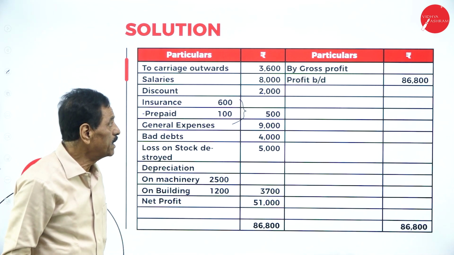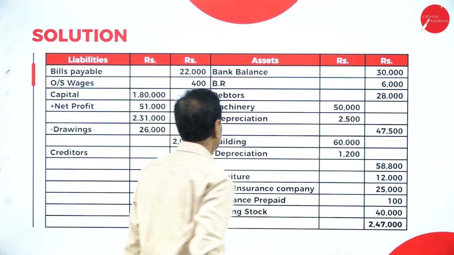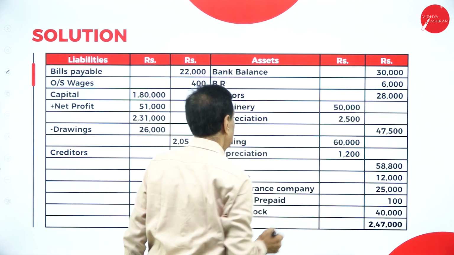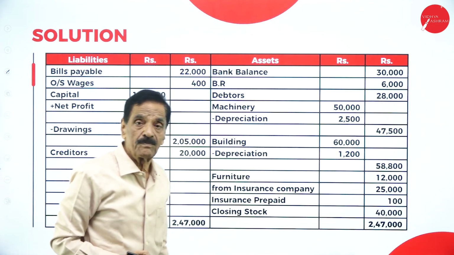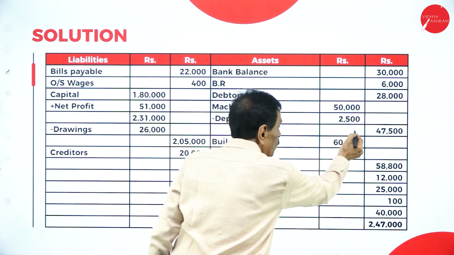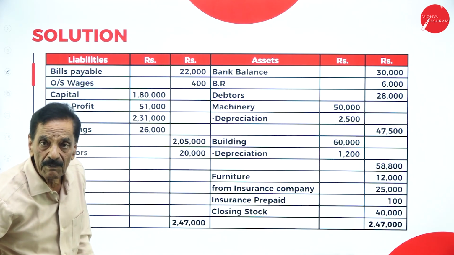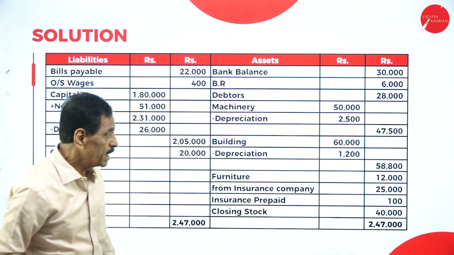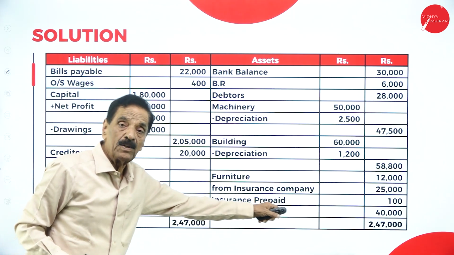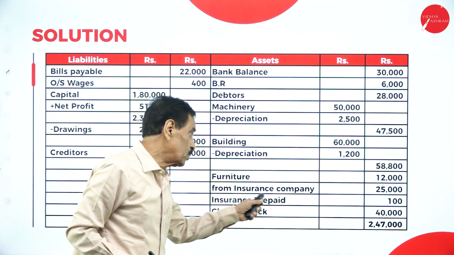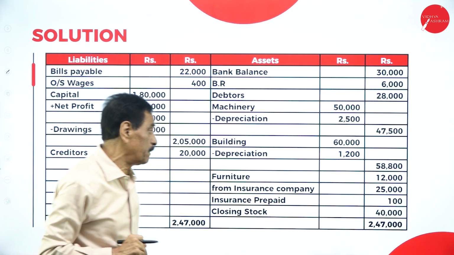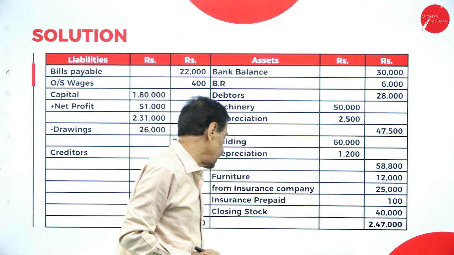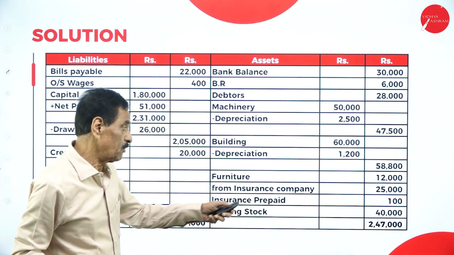We move on to the balance sheet. Bank balance as per the trial balance 30,000. Bills receivable 6,000. Debtor is an asset 28,000. The cost of the machinery is 50,000. It has gone depreciation 2,500. It becomes 47,500. Then building is 60,000 minus depreciation 1,200. It becomes 58,800. Furniture is an asset. Due from insurance company, whatever is due from the insurance company, 25,000. All prepaids are assets. Insurance prepaid is 100. The closing stock on 31st December is 40,000.